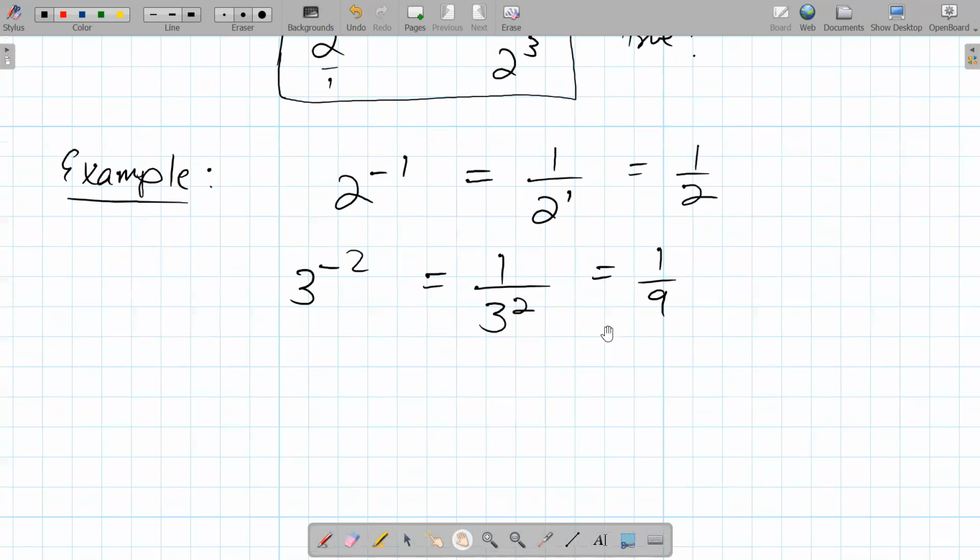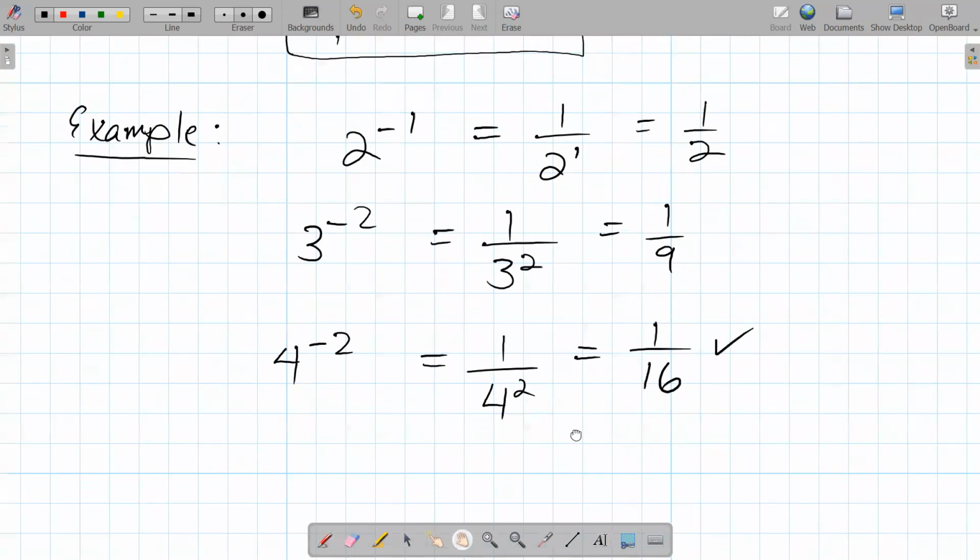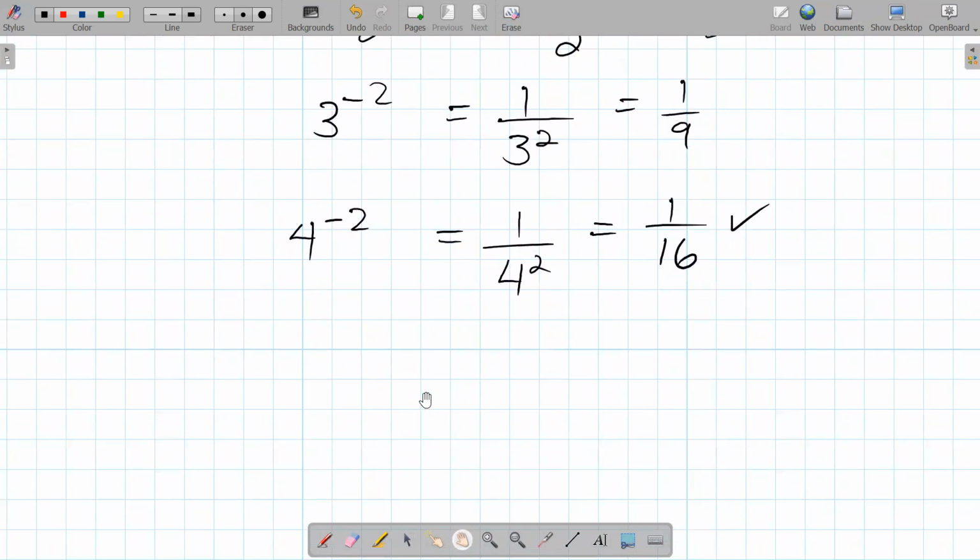So look at it carefully. If you have 4 to the negative 2, this is the same as 1 over 4 to the positive 2, and this gives me 1 over 16. This is true all the time. This is what a negative exponent is all about. So a negative exponent is always expressed as a positive exponent by changing the position of the exponential expression.